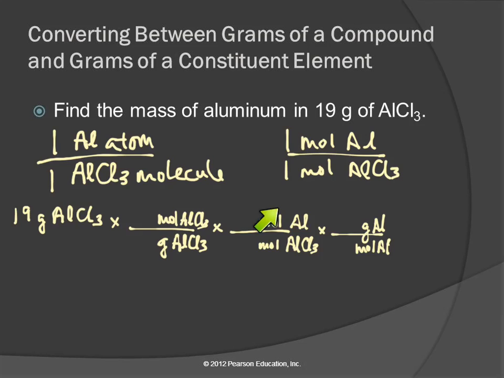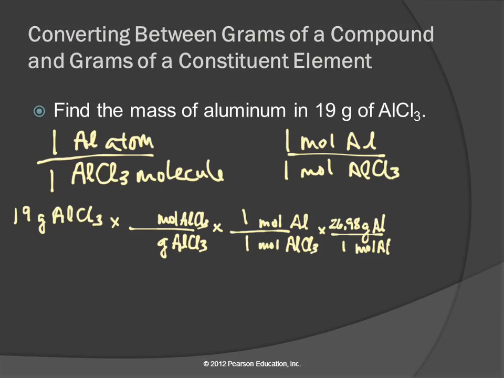So this middle piece right here, how many moles of aluminum in a mole of AlCl3? Well, it's 1 to 1, right? How many grams of aluminum in 1 mole of aluminum? Periodic table. 26.98. How many grams of AlCl3 in 1 mole?